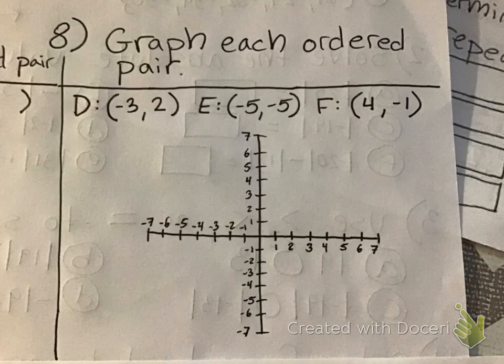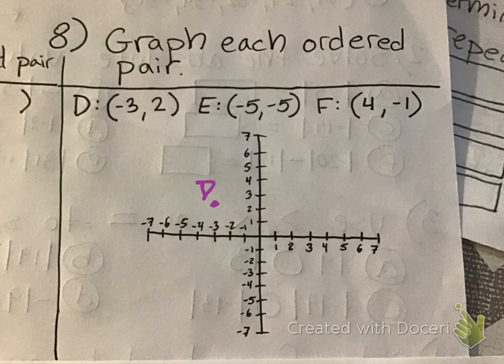Negative 3, which direction do we go? Left or right, Emily? Left. So we go to this negative 3. Then 2. Now we go to the other axis. Up or down, Emmett? Up. We go to that 2. We meet, and our point of D is right there.